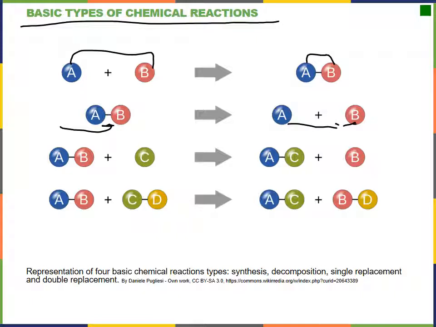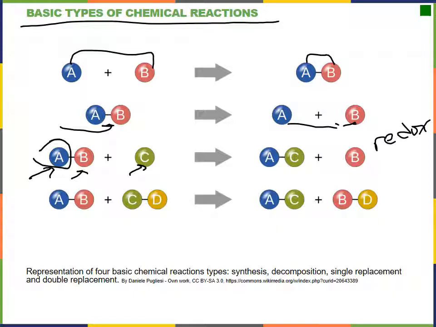If you take and you swap what is attached to something, so you would take, for example, this cation here, or this cation here, and we would change what is attached to it by taking B off and putting C on. We're going to call this single replacement. This is also a type of redox reaction.